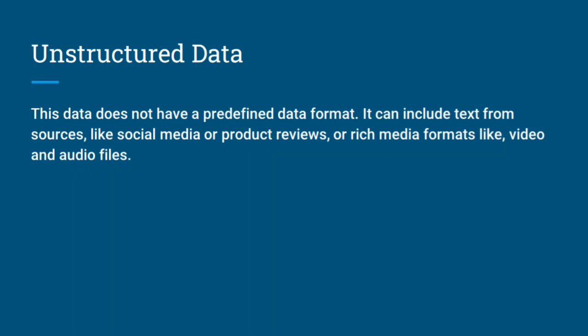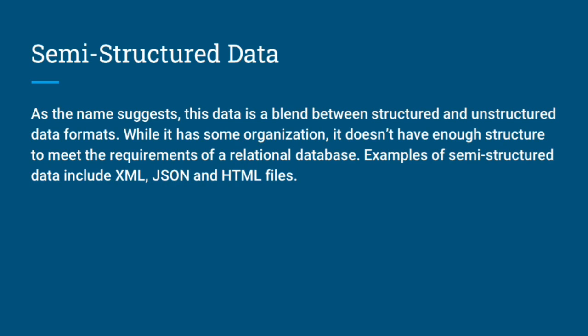Unstructured data. This data does not have a predefined data format. It can include text from sources like social media or product reviews, or rich media formats like video and audio files. Semi-structured data. As the name suggests, this data is blended between structured and unstructured data formats. While it has some organization, it doesn't have enough structure to meet the requirements of a relational database. Examples of semi-structured data include XML, JSON, and HTML files.